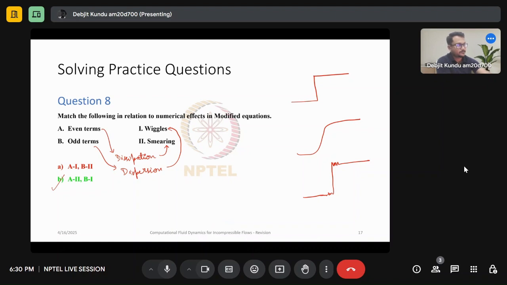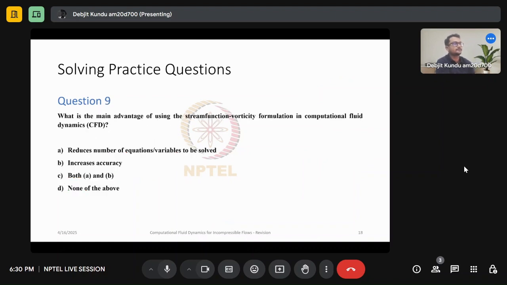Alright, so we'll keep rolling. We'll move on to question number 9, which is asking us what is the main advantage of using the stream function vorticity formulation in computational fluid dynamics? Is it option A, reduces the number of equations or variables to be solved? Option B, increases accuracy? Option C, both A and B? Or option D, none of the above?